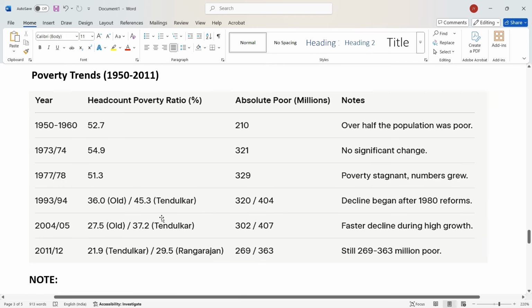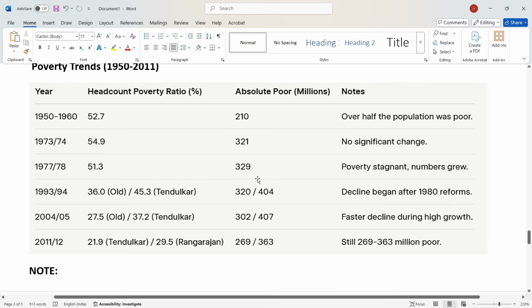Again, you can refer to this table. In 1977 to 1978, the number of poor was increasing, from 210 to 321. Again it increased to 329. You can say the poverty was moving, increasing or staying stable at that time, which was not good for our country.